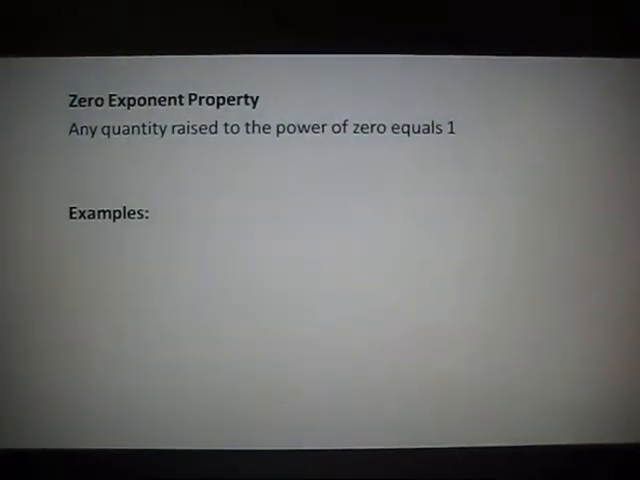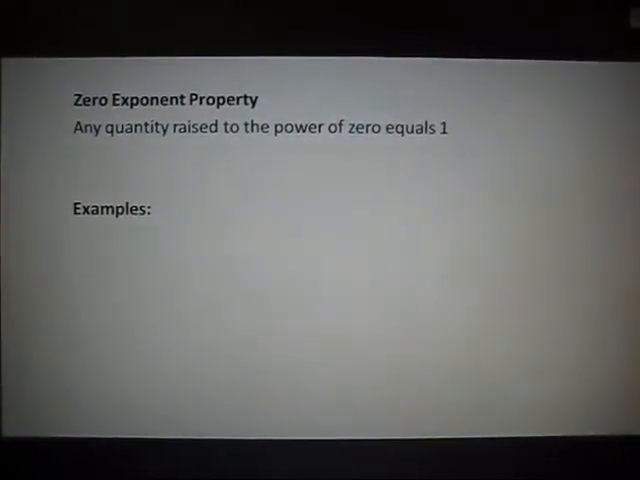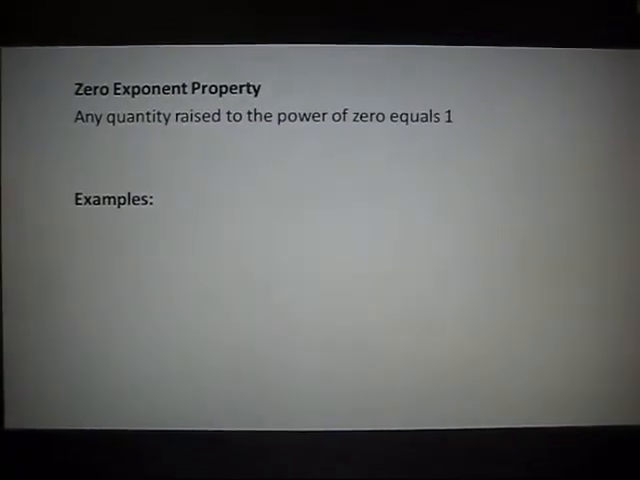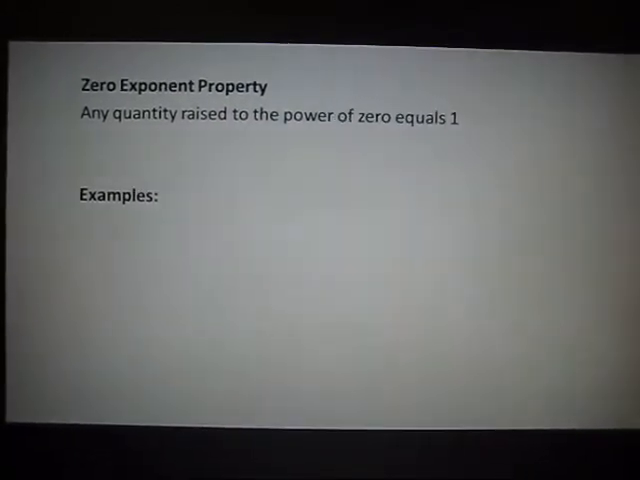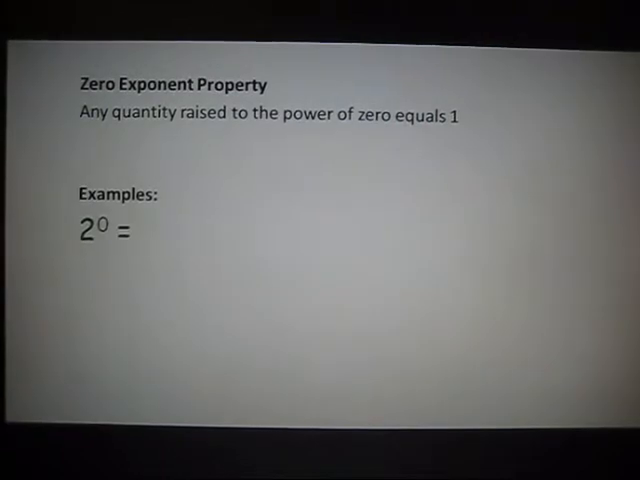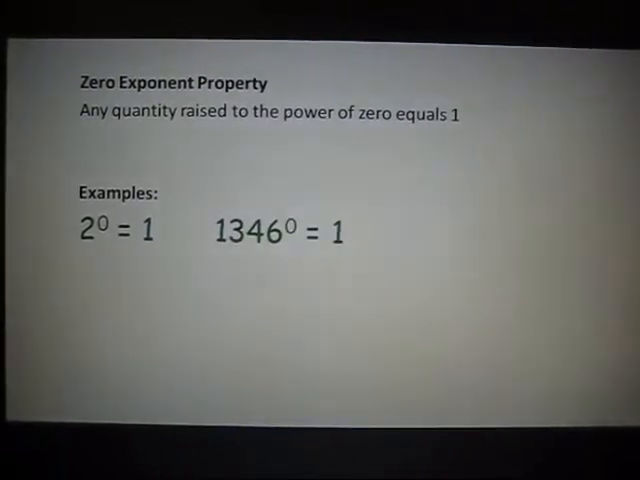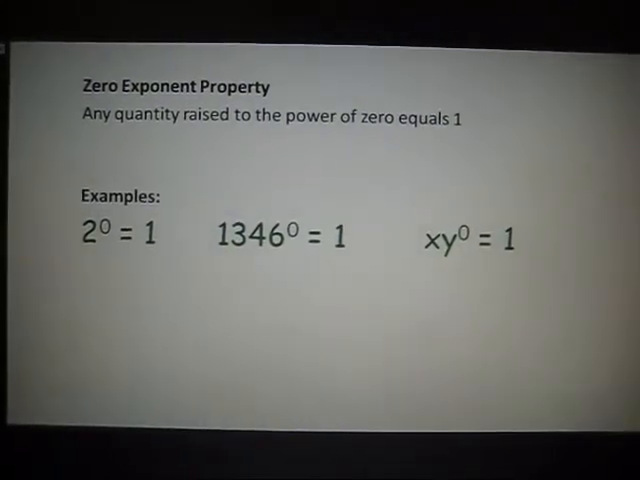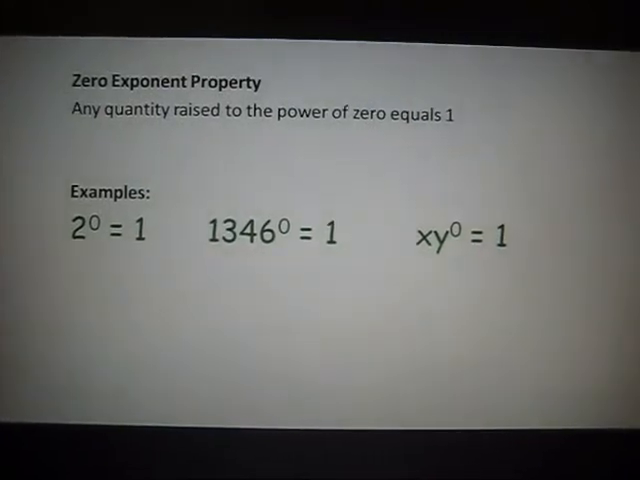Lesson 1, zero exponents. The zero exponent property is any quantity raised to the power of 0 equals 1. For example, 2 to the power of 0 equals 1, 1,346 to the power of 0 equals 1, and xy to the power of 0 also equals 1.